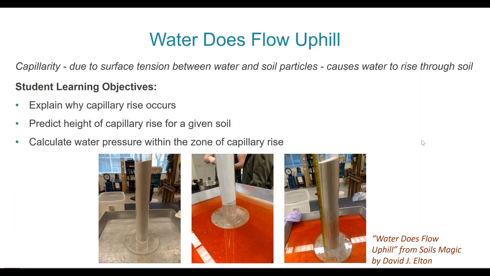So looking down at the pictures at the bottom here, we start with a column or cylinder full of fine Ottawa sand, and we submerge that soil column into a water bath, and you can start to see, this is early on after it's been submerged, that capillary rise up through the column. And then as the lecture progresses, we can keep track of how high the capillary rise is reaching up through the soil column.